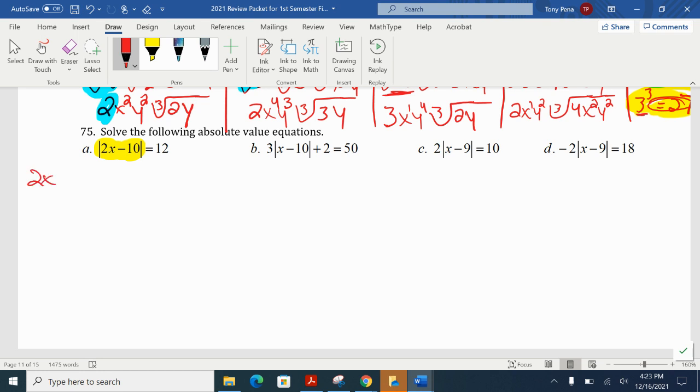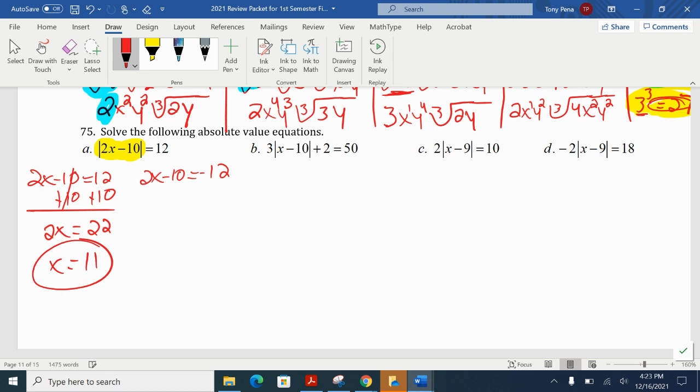Once that is the case, we know as long as this equals a positive 12 or a negative 12, then when we do the absolute value, we get a positive 12. We'll make it equal the right-hand side of 12. So we set up our 2 equations and then solve those. So I add 10 to both sides in this one. Next one, divide by 2. One answer is 11.